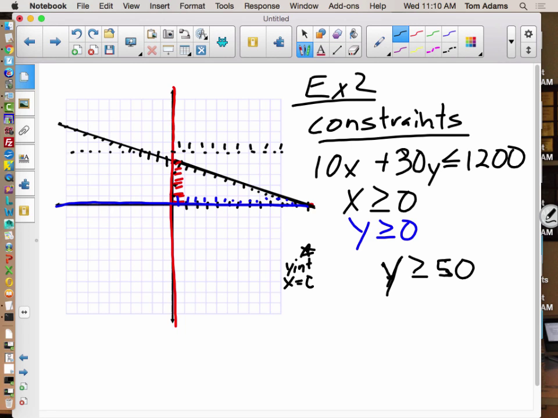Uh-oh, somewhere we made a mistake. Did I write something down wrong? Yes. Oh no, that's not what it is. That's just the y-intercept, right? So I'm going to have another line here. Let's use the green. So my y-intercept is there.